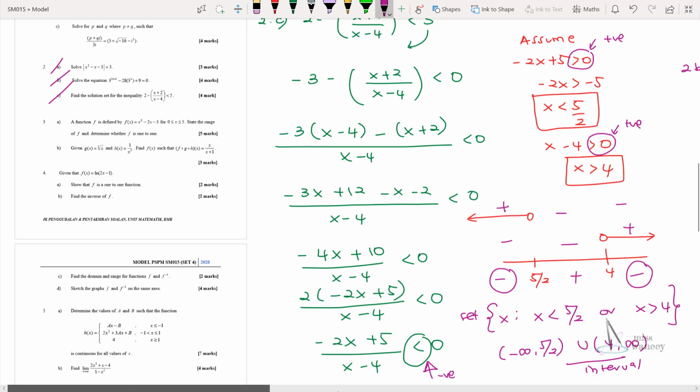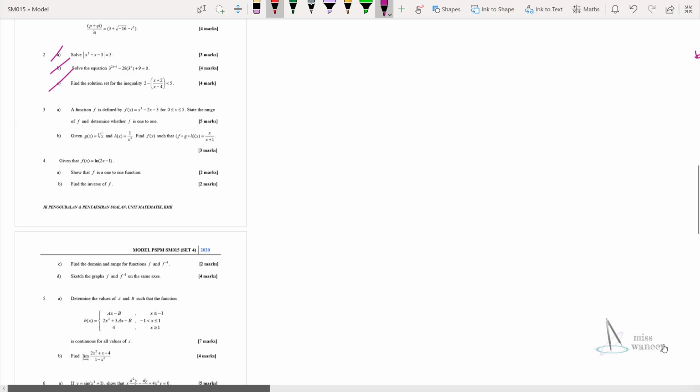So let me proceed with question number 3. Okay, so question number 3. A function f is defined by f(x) equal to x squared minus 2x minus 3 for x in between 0 and 5. State the range of f and determine whether f is 1 to 1. Okay, so basically for me, I see it will be easier if we can sketch them first, because we have a restriction for the domain.